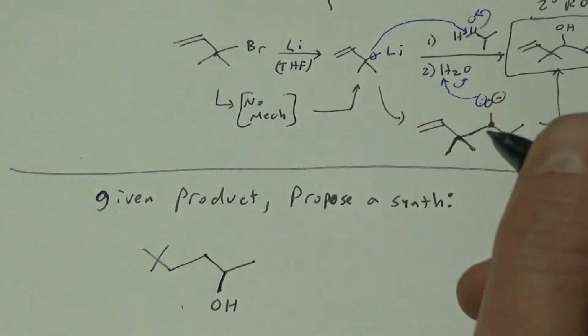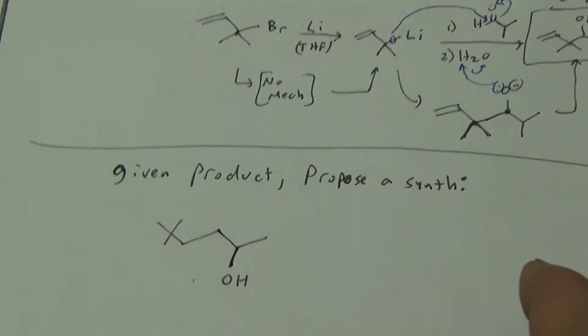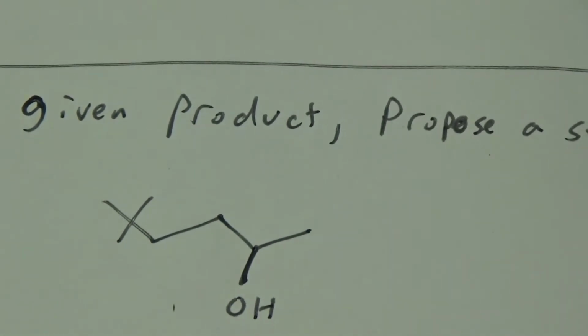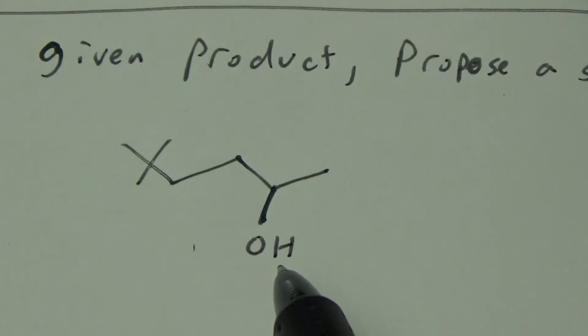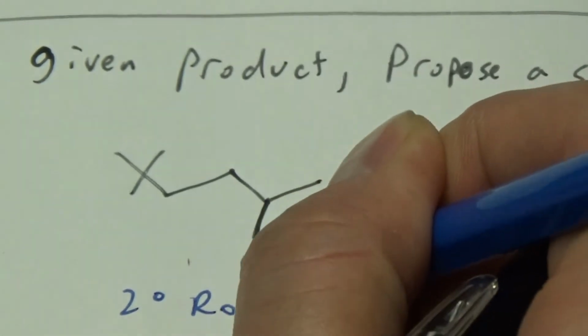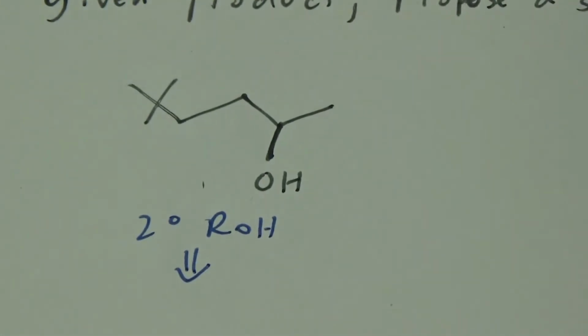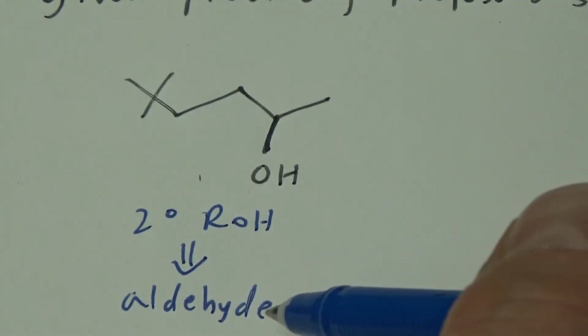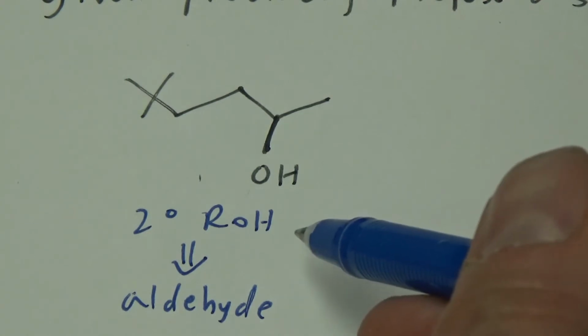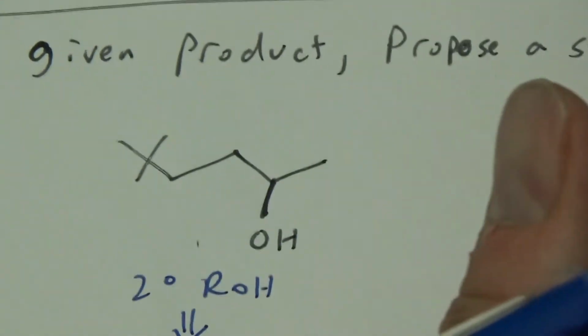How many possible syntheses are there? We're just going to think about the C-C bond forming reaction to make this alcohol. First question might be, is it a primary, secondary, or tertiary alcohol? Given that, what kind of electrophile are we going to use? Remember, formaldehyde makes primary, aldehydes make secondary, ketones make tertiary, right? Well, this looks like a secondary alcohol, and that implies what kind of electrophile? An aldehyde. We just talked about that a few minutes ago. When you react with an aldehyde as an electrophile, you create a secondary alcohol.